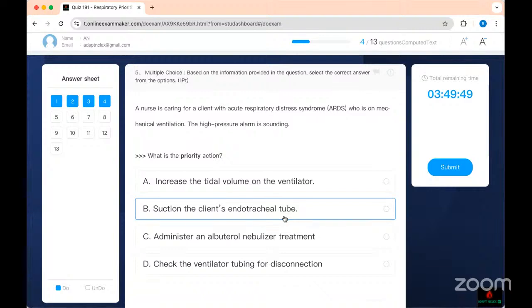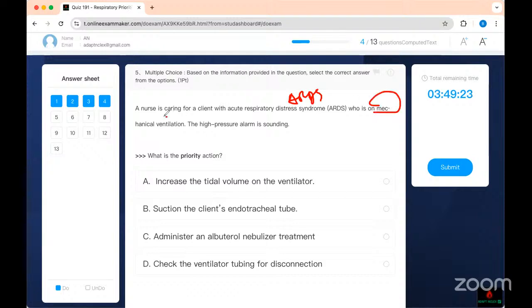And this is caring for a client with acute respiratory distress syndrome who is on a mechanical ventilator. The high pressure alarm is sounding. What is the next priority? This is a question to test your ability to just relax, go for the buzzword, pick the answers, and then move on, right? I have ARDS and I'm on a mechanical ventilator. Those are the buzzwords. Underline the buzzword. ARDS, acute respiratory distress syndrome, and mechanical ventilator. But what is the key? Buzzword is high pressure alarm.